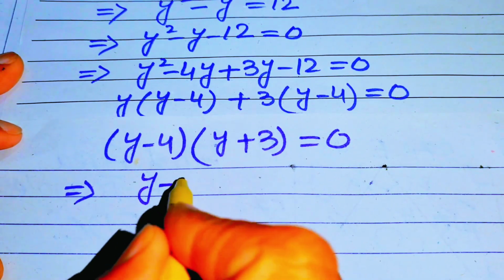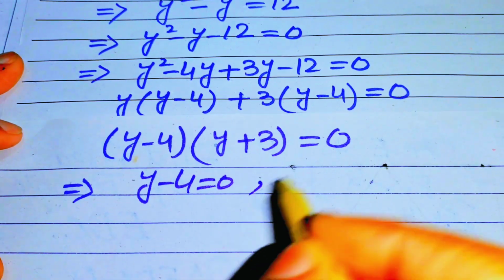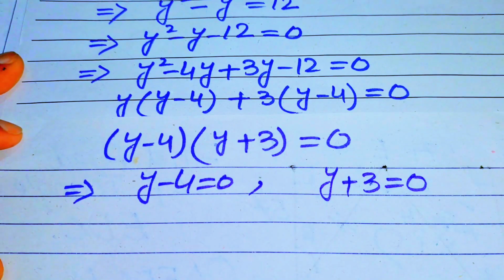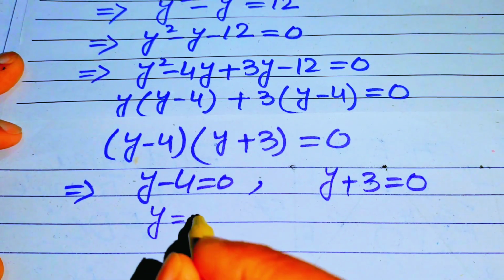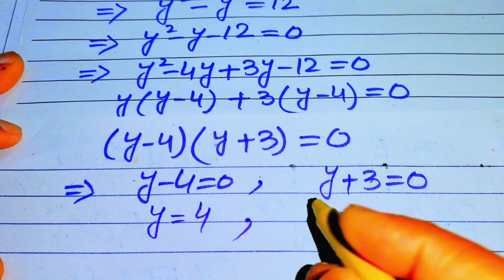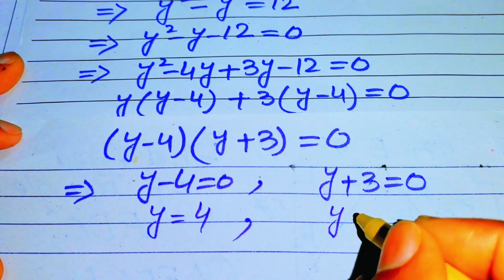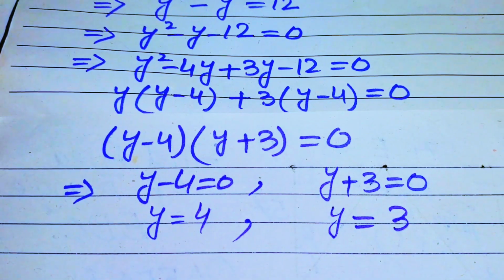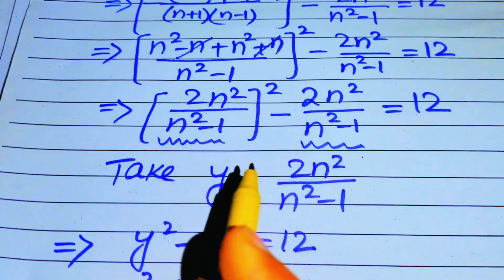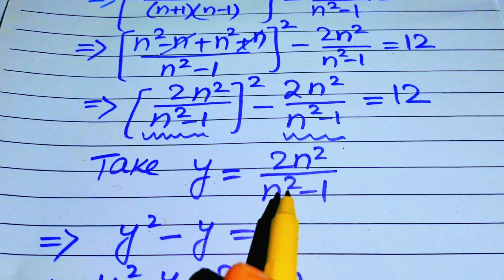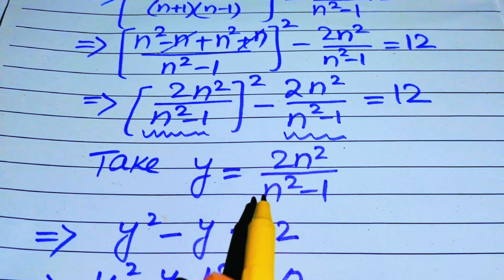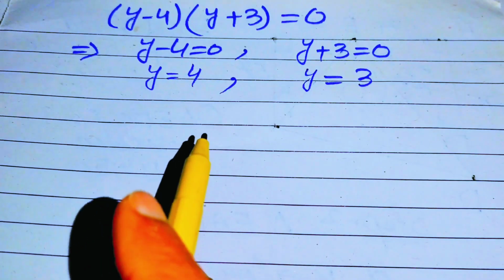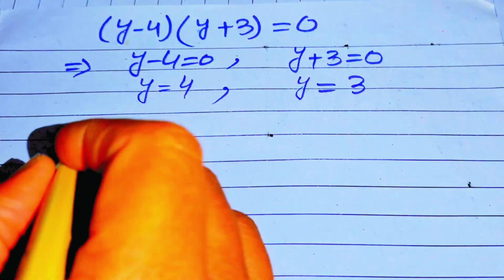And now we have two cases. Our first case is y minus 4 equals to 0, and the second case is y plus 3 equals to 0. So in the first case you get the value of y equals to 4, and in the second case you get the value of y equals to 3. And now we back substitute the value of y, and here you see that we take our y equals to 2n square over n square minus 1, so that we back substitute this value of y in both of these cases and we move towards our final destination.